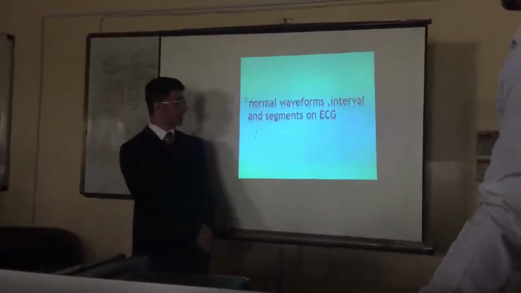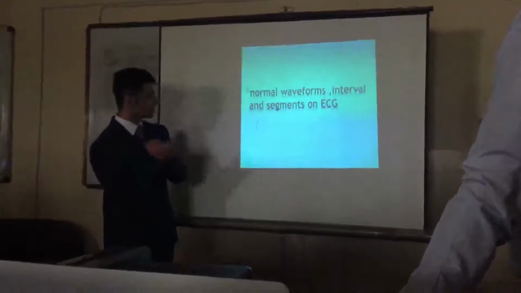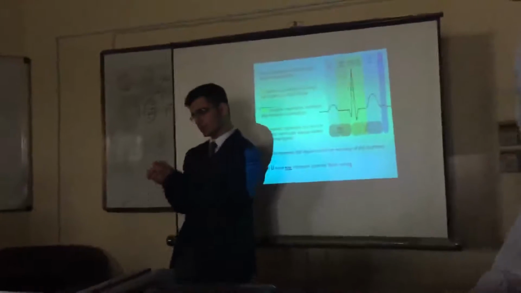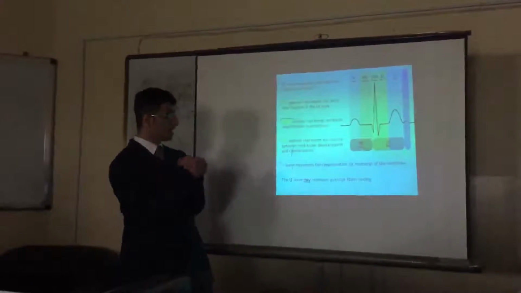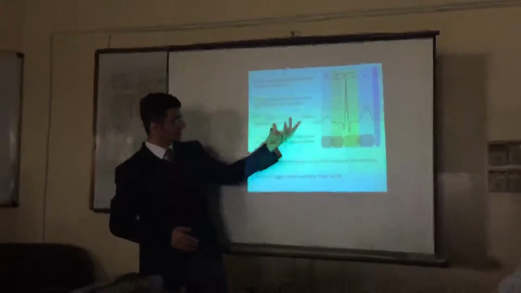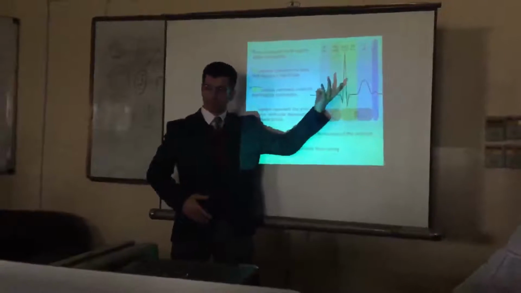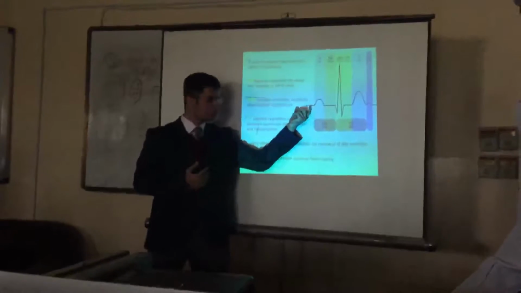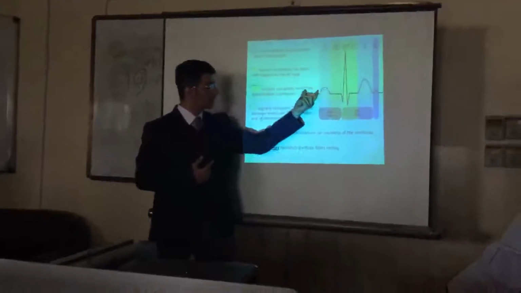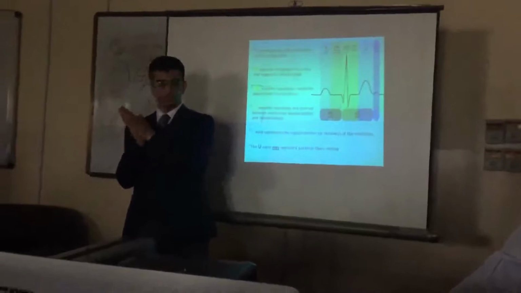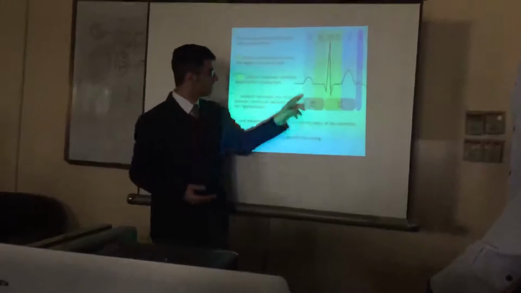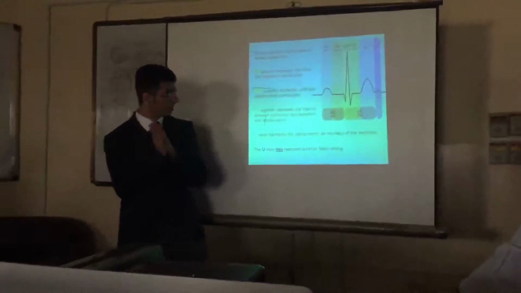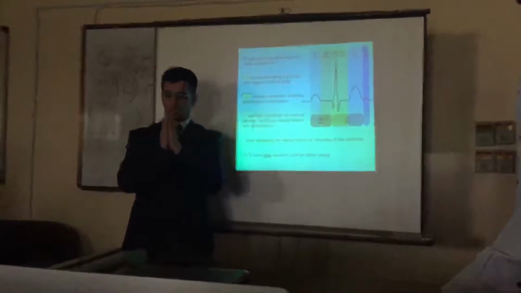Normal waves, intervals and segments of the ECG. We've talked about the shock, but how is this shock going to be interpreted on the ECG? This is the shock that moves through the heart. It starts in the SA node, the flat line here, then it branches to the left atrium and to the AV bundle, which gives contraction, depolarization of the atrium.